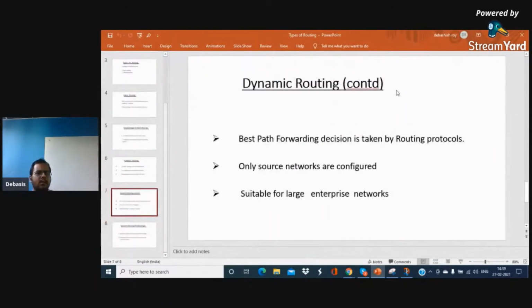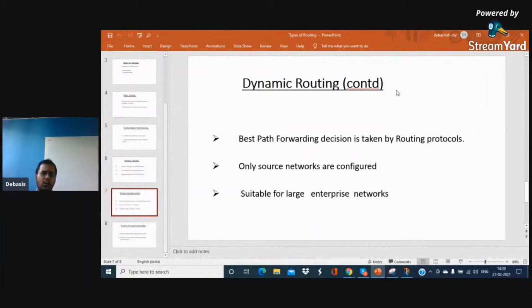Best path forwarding decisions are taken by routing protocols, as I've already told you, and only source networks are configured. So you have to configure only source networks, not the destination network. The destination network path is decided by the routing protocol itself, so you don't need to configure that. Also, you do not need to send the subnet mask information with the routing updates.